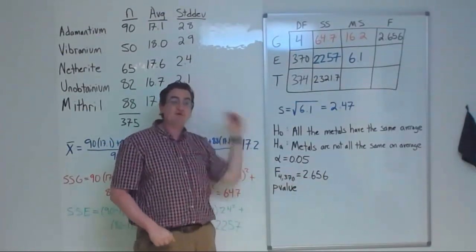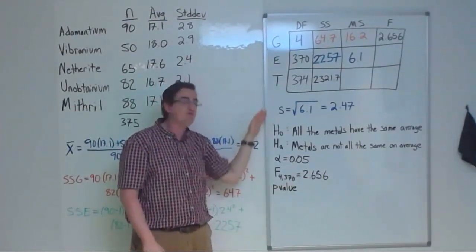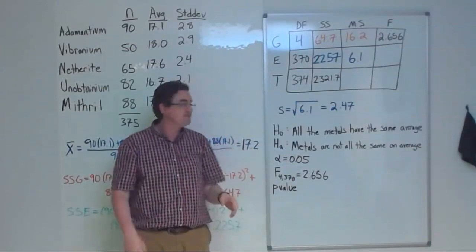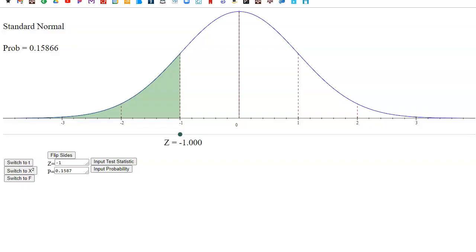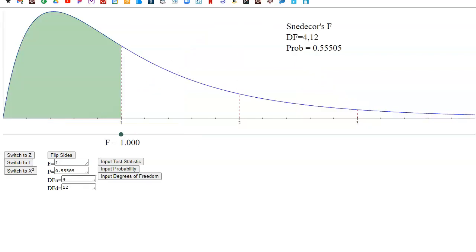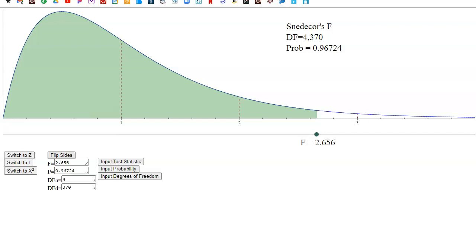That's the hard part. That's why we spent so long getting the table before we even really started going through the hypothesis test. Now that we have that, all I got to do is go to the applet. We're going to switch to the F distribution, put in the degrees of freedom 4 and 370. And then put in my F value of 2.656.